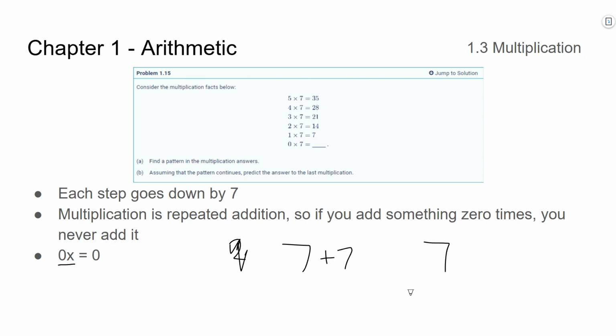If we added 0 7 times, well, we can't even write 7 because we're not even doing it 1 time. So what's here? Nothing. So it doesn't make sense for 0 times anything to ever be anything. So once again, we're not going to be doing a rigorous proof for this, but know that if you multiply any number times 0, you're going to get 0 because it wouldn't make sense for it to be anything else.